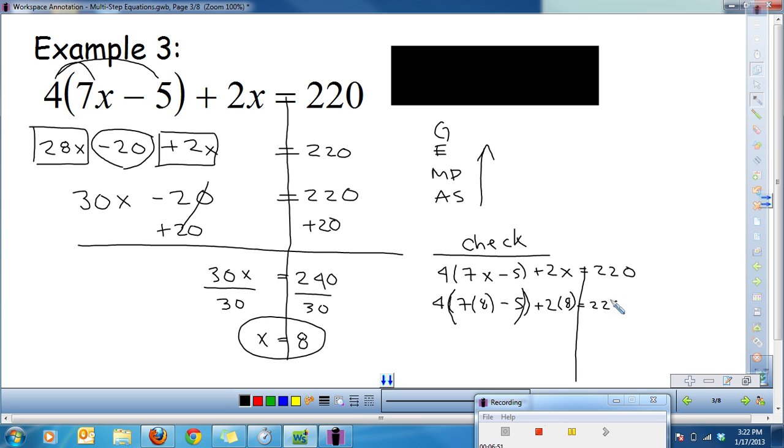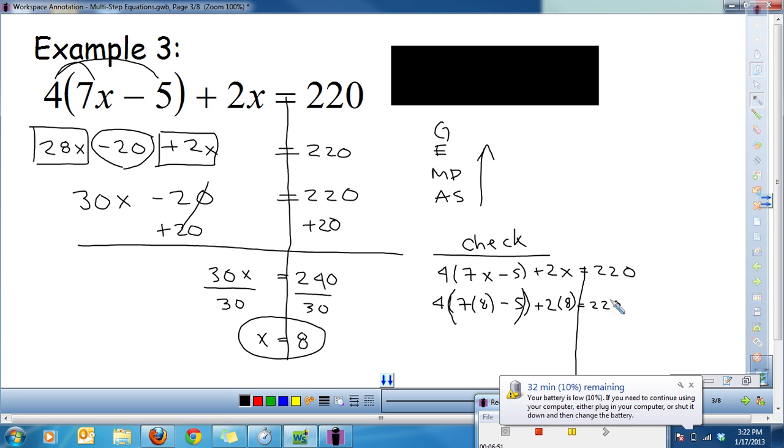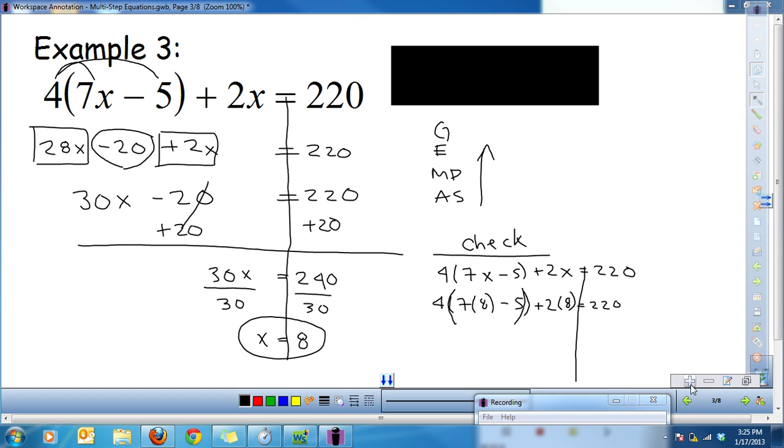And let's see if that works. I'm going to punch that whole entire thing into my calculator: 4 parentheses 7 times 8 minus 5, close my parentheses, plus 2 times 8. That gives me 220. So now we know that 220 equals 220. My check worked, so I must have done my equation correctly.